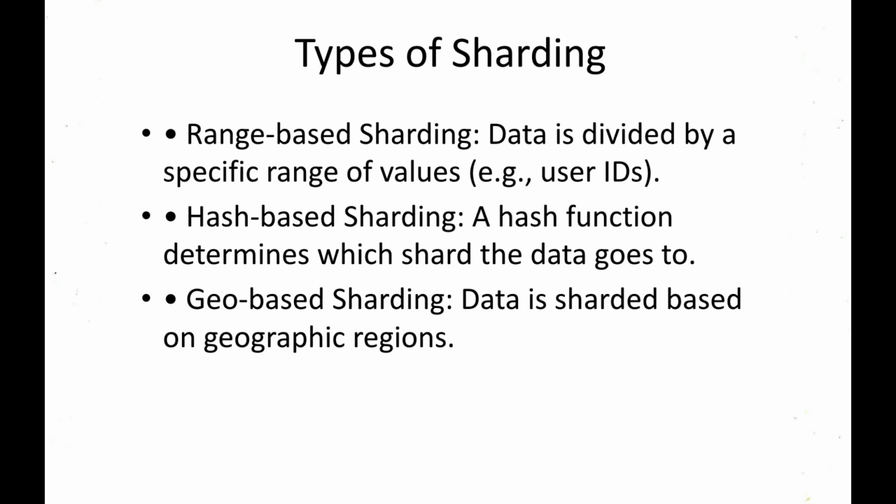Two is hash-based sharding. In this type, a hash function is applied to the data, and the result determines which shard it goes to. This is great for distributing the load evenly. And number three is geo-based sharding. Sometimes data can be sharded based on geographical regions. If your users are spread across the world, you might have a shard for North America, another for Europe, and so on.